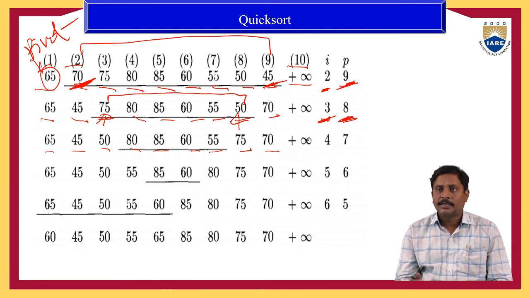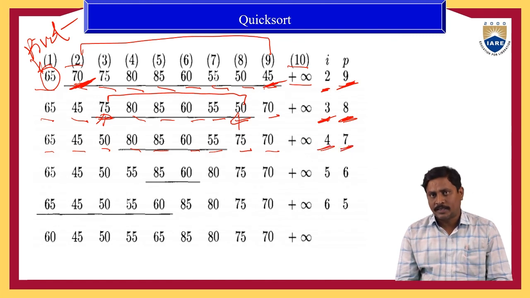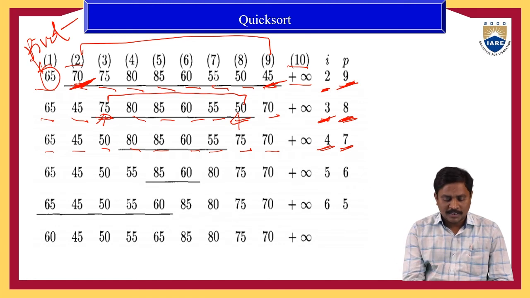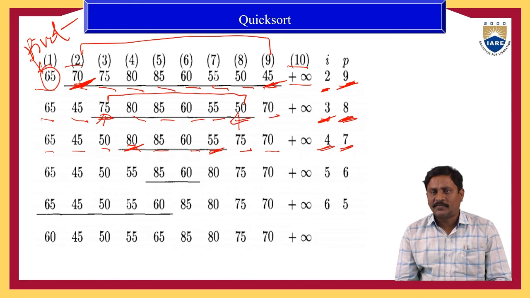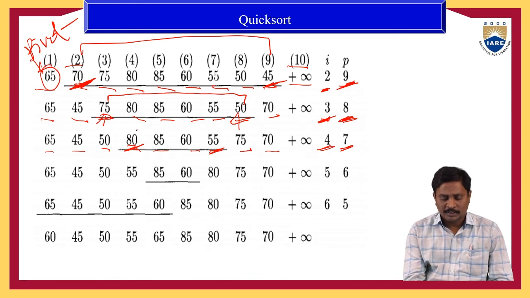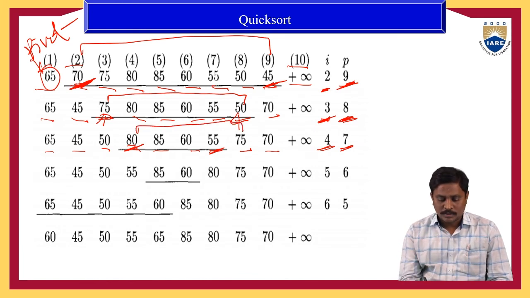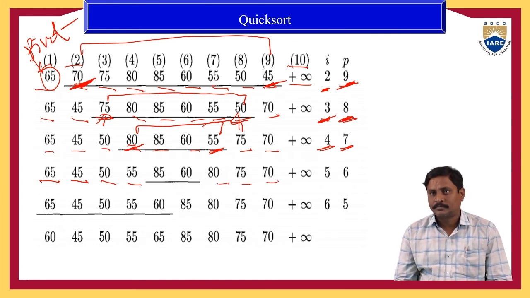Now increase I value, decrease P value. So I value is 4, P value is 7. Fourth position value is 80, seventh position value is 55. 80 less than 55? No. We interchange these two values. After interchanging, we get these values as 65, 45, 50, 55, 85, 60, 80, 75, 70.